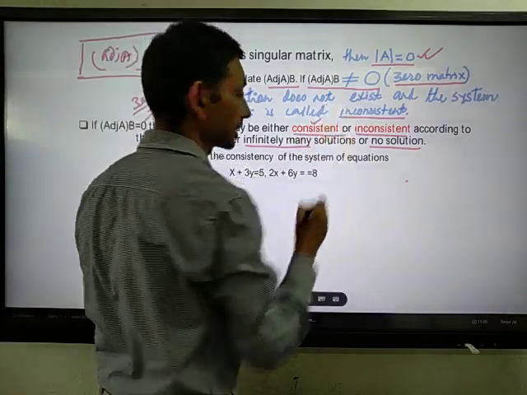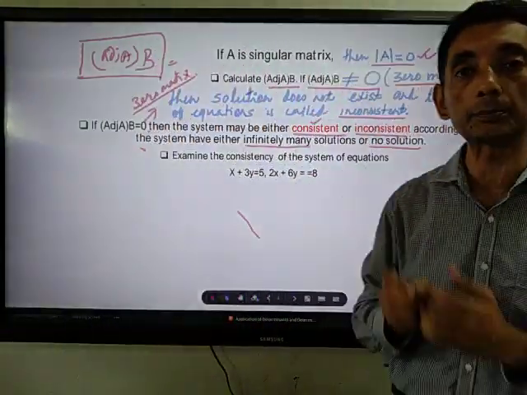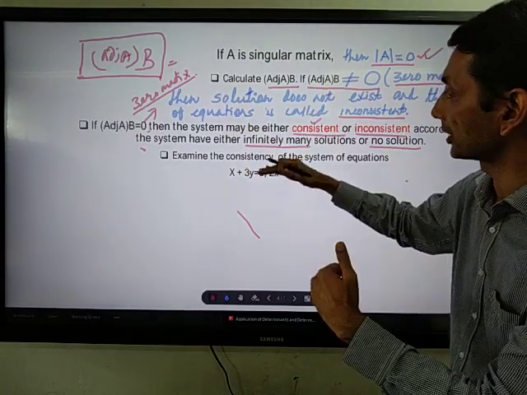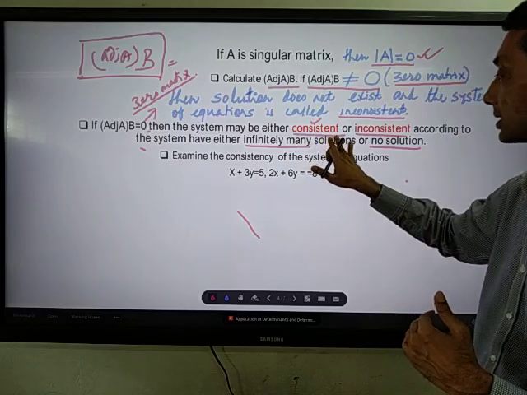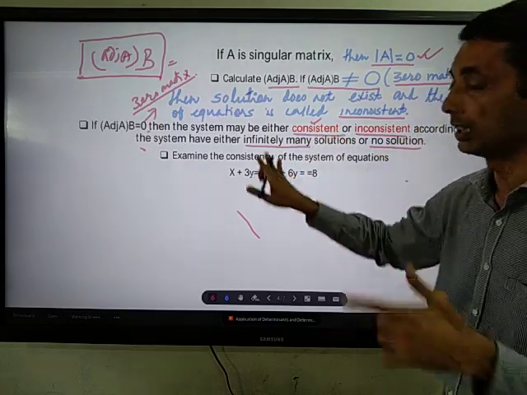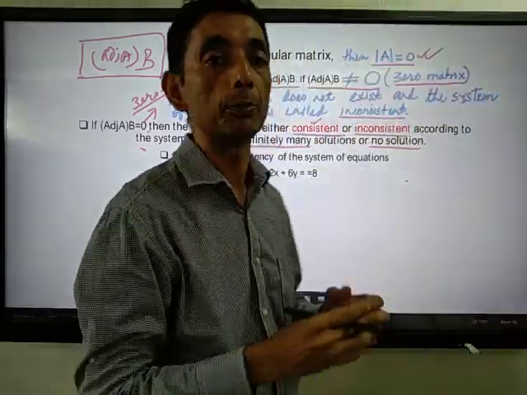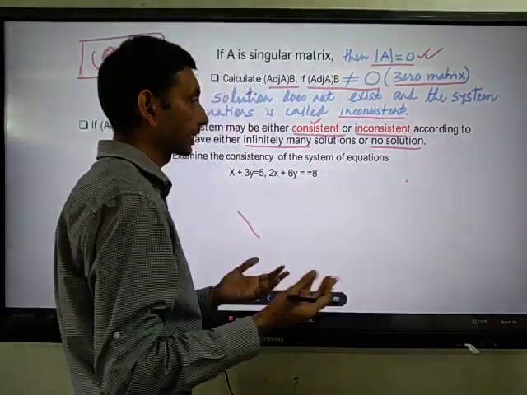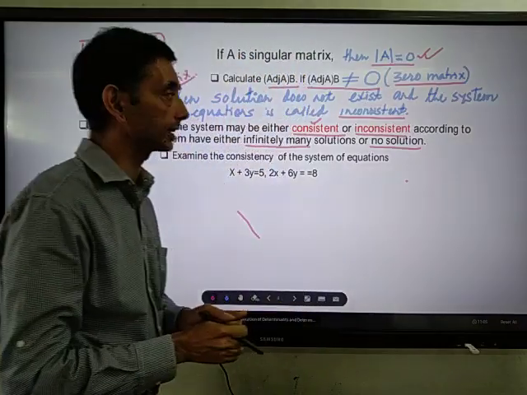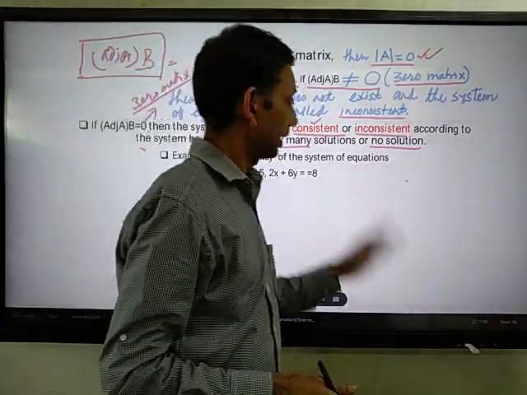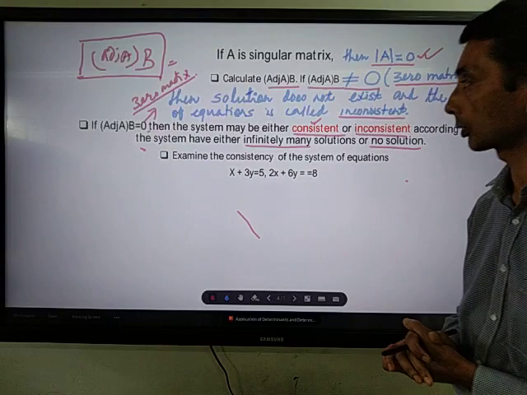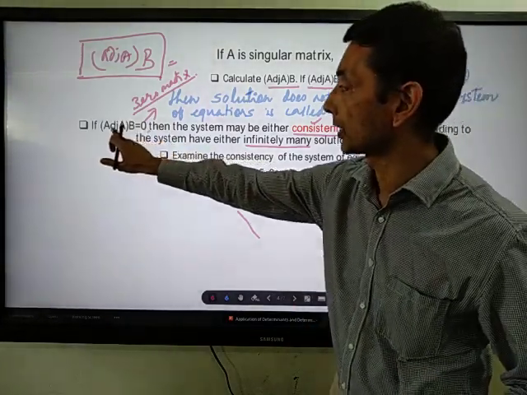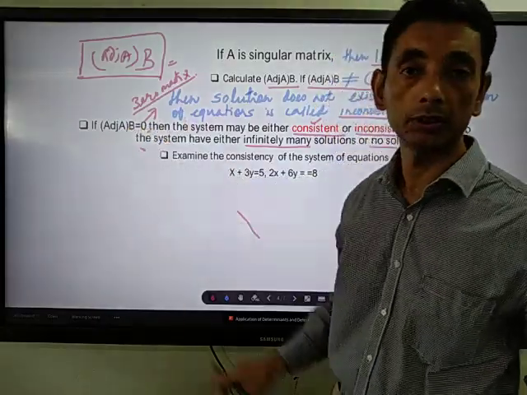If it is consistent, what is the meaning of consistent? Consistent means the system will have solutions. Under these conditions, the system may be consistent, and if it is consistent, the system will definitely have infinitely many solutions. Or the other case is that it may be inconsistent, if the system has no solutions. So we will be getting two cases under the condition adjoint of A into B equal to the 0 matrix.